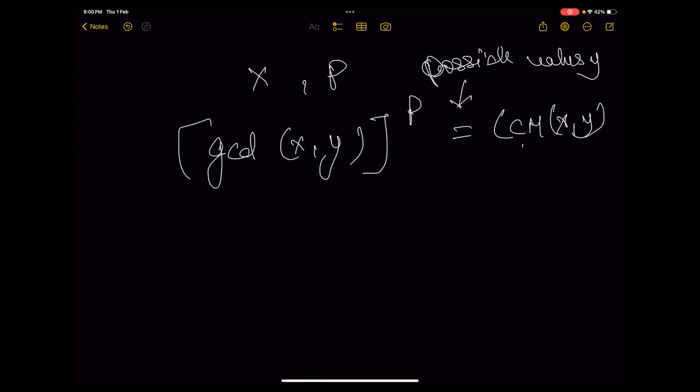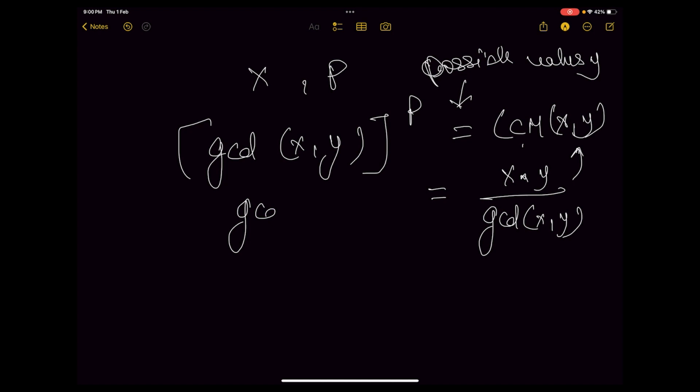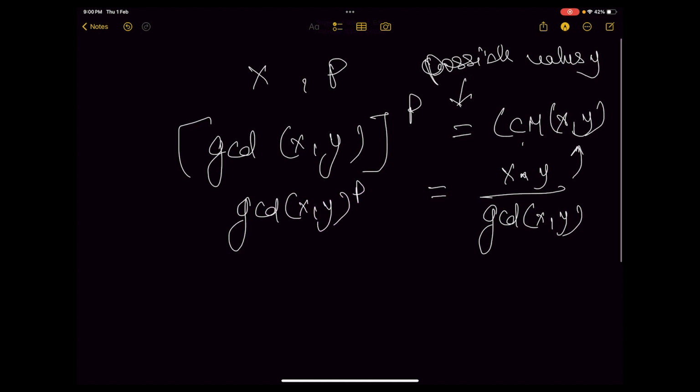Now we know one of the formulas that LCM of x comma y is equal to x into y divided by GCD of x comma y. So we can write this over here. Now over here it will be the same, GCD of x, y to the power of p. Now we can write x into y as GCD of x comma y to the power of p plus 1.